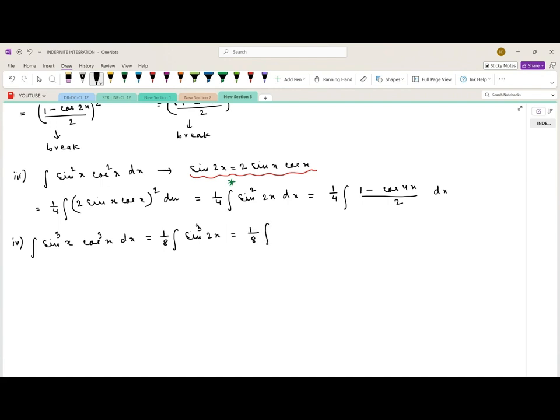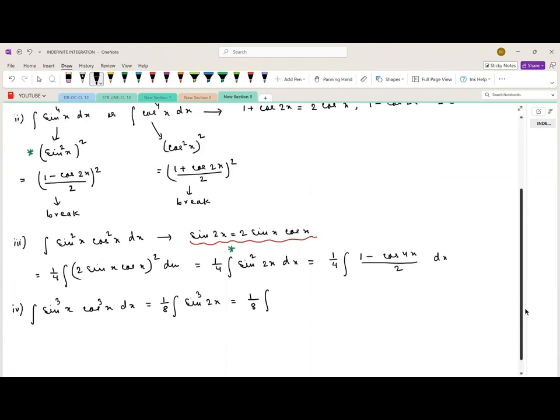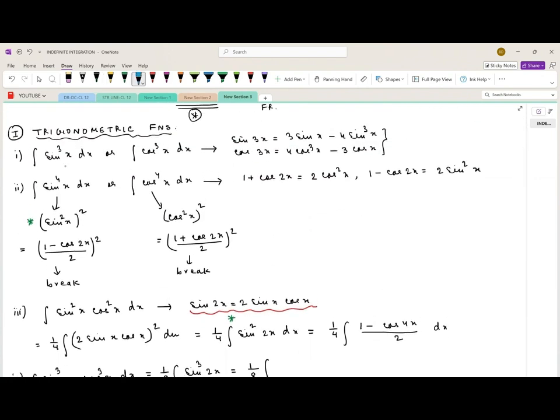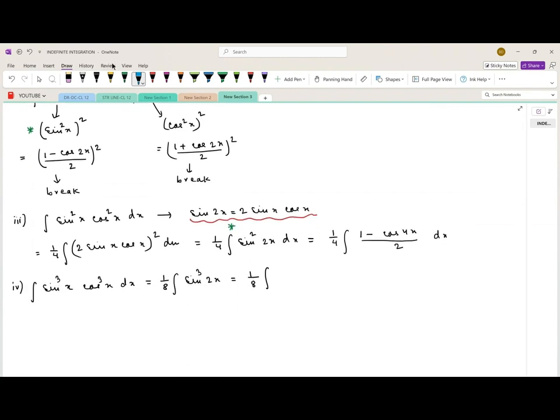Now since this is a cube, we will use the first form. Remember this one, sine cube. So we will use this formula and replace the cube by multiple angles. So this becomes 3 sine 2x minus sine 6x by 4 dx. Then it can be easily integrated. Now suppose you have sine 4x cos 4x dx.